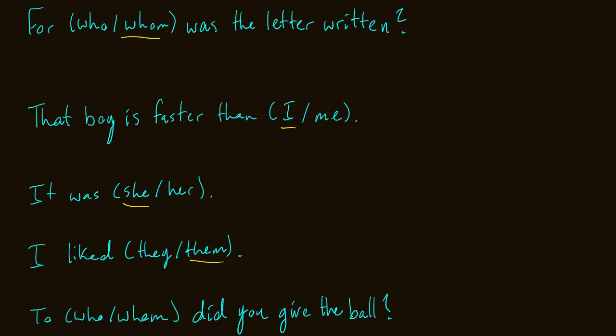On the discussion of who and whom, let's look at our final example. To who/whom did you give the ball? Right? So this we have to, which is a preposition. So who/whom will be the object of our preposition. So we have to use the objective case pronouns. So we say, to whom did you give the ball? See, I think these are classic.